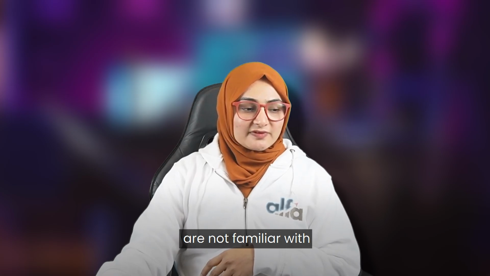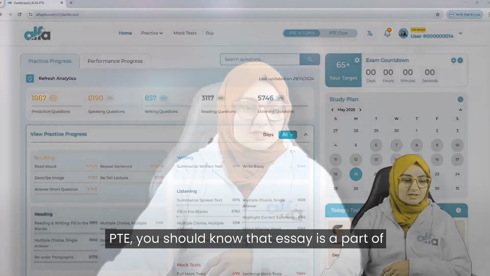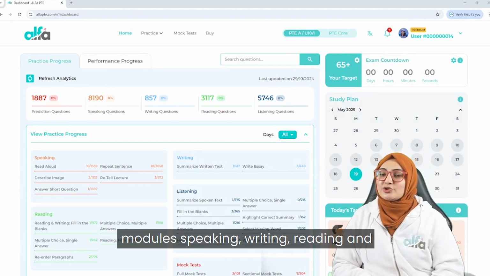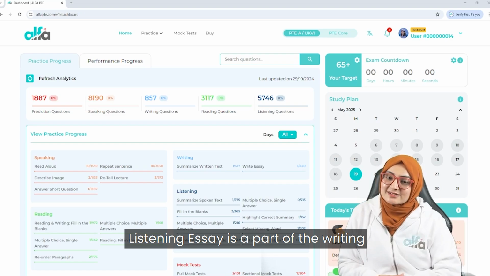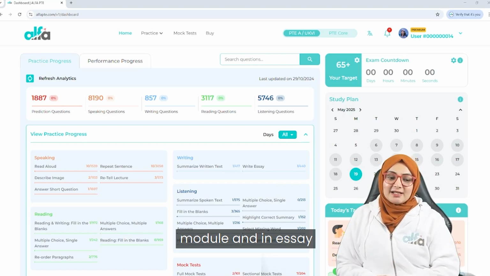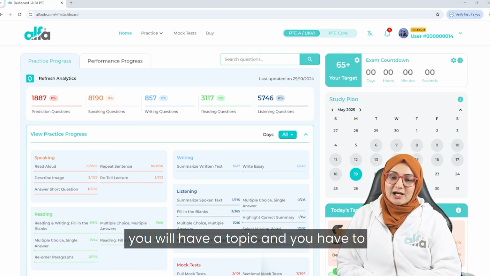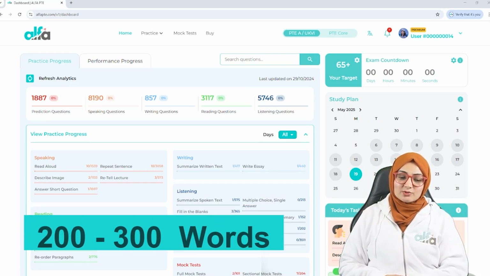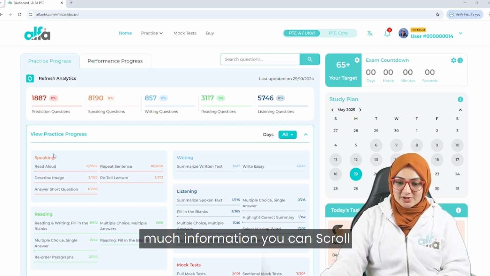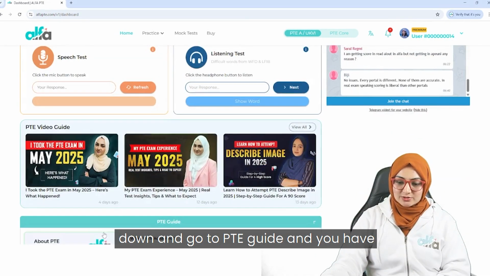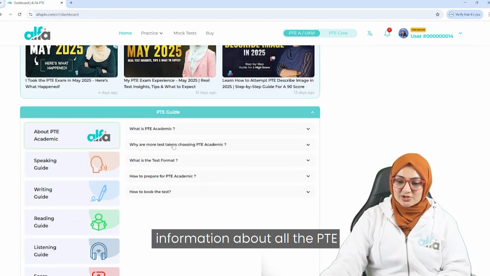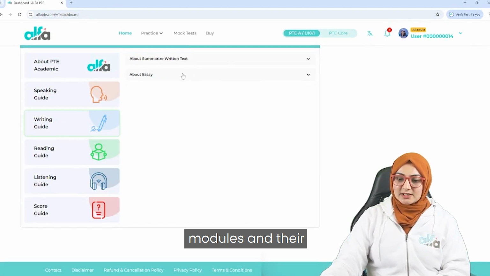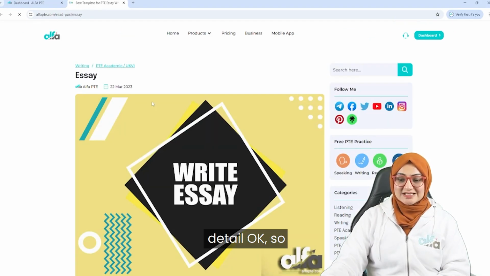If you are not familiar with PTE, you should know that essay is a part of the writing module. PTE has four modules: speaking, writing, reading, and listening. In the essay you will have a topic and you have to write about that topic, and the word limit is 200 to 300 words. If you don't have much information, you can scroll down and go to the PTE guide, where you have information about all the PTE modules and their questions in detail.